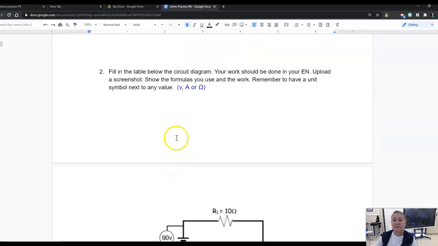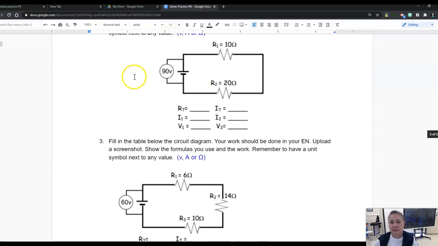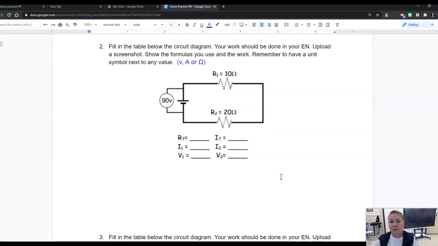Number 2 says, fill in the table below. I'm just going to scooch down so I can see this. Fill in the table below the circuit diagram. Your work should be done in your engineering notebook. Upload a screenshot, show the formulas you use and the work. Remember to have a unit symbol next to any value.